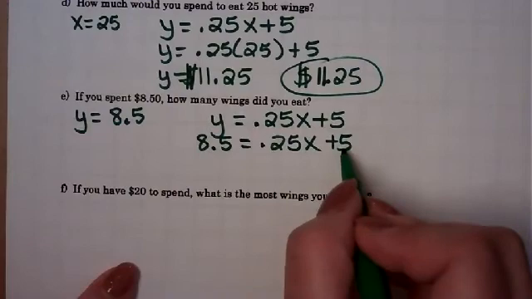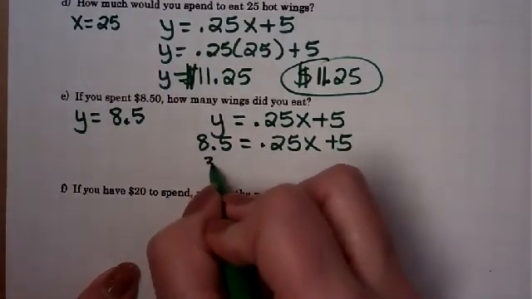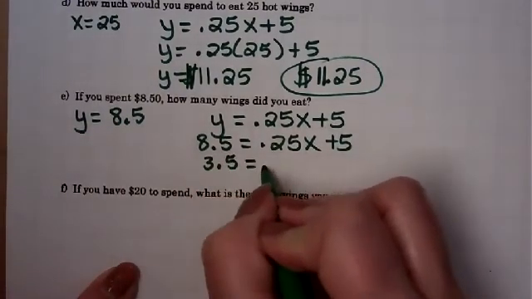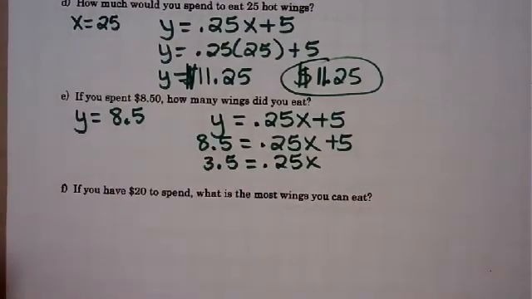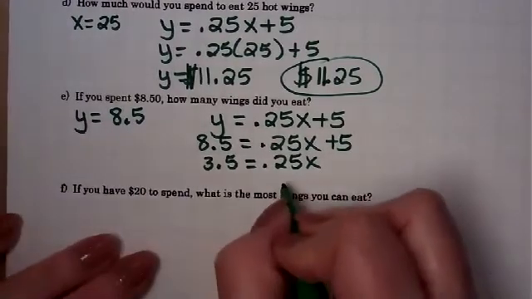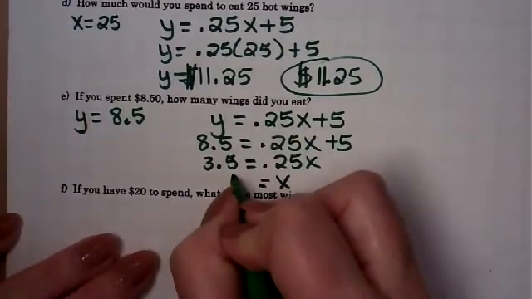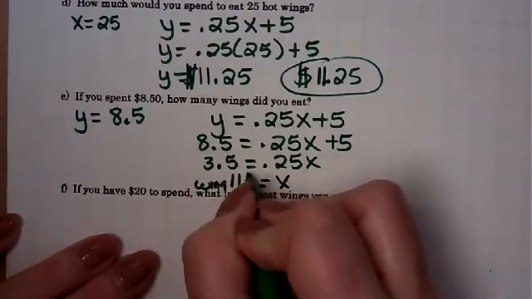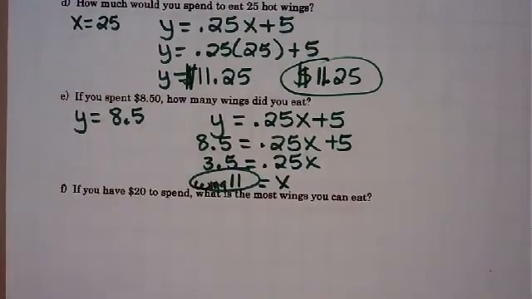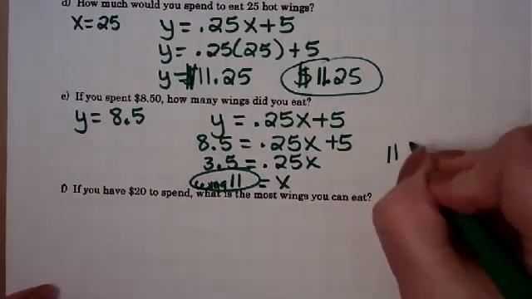So first thing I'm going to do is subtract the 5. So I got 3.5 equal to 0.25x. When I divide that by 0.25, what I'm going to come up with is 11. 11 what? 11 wings, right? So if you spent $8.50, you were eating 11 wings. Let me write that a little bit bigger right here.